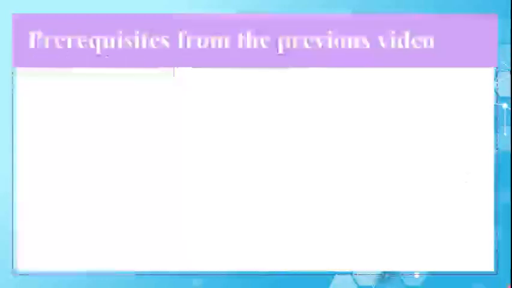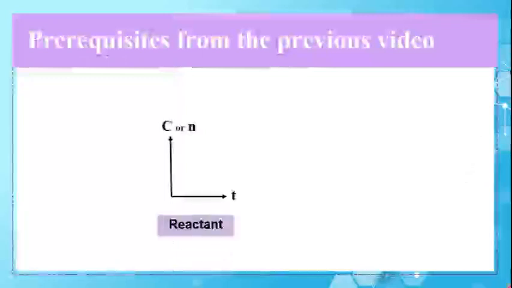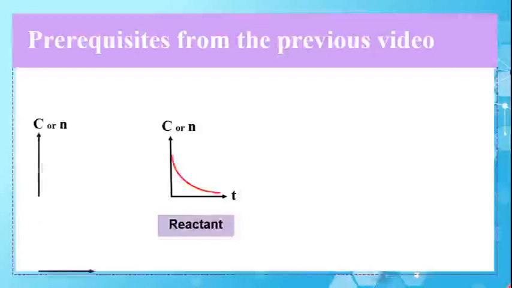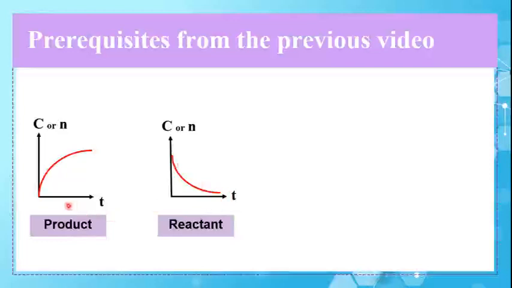You already know from the previous video that we can represent the variation of the concentration or number of mole of a reactant or that of a product. For a reactant, we will obtain a descending curve, while for a product, we will obtain an ascending one. These two curves are called kinetic curves.